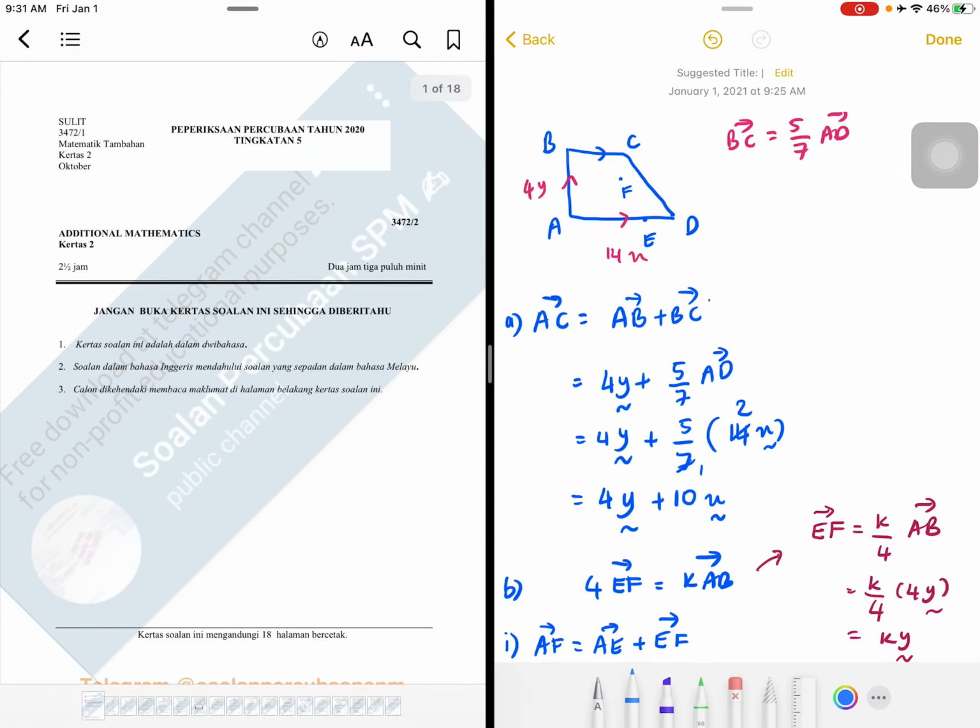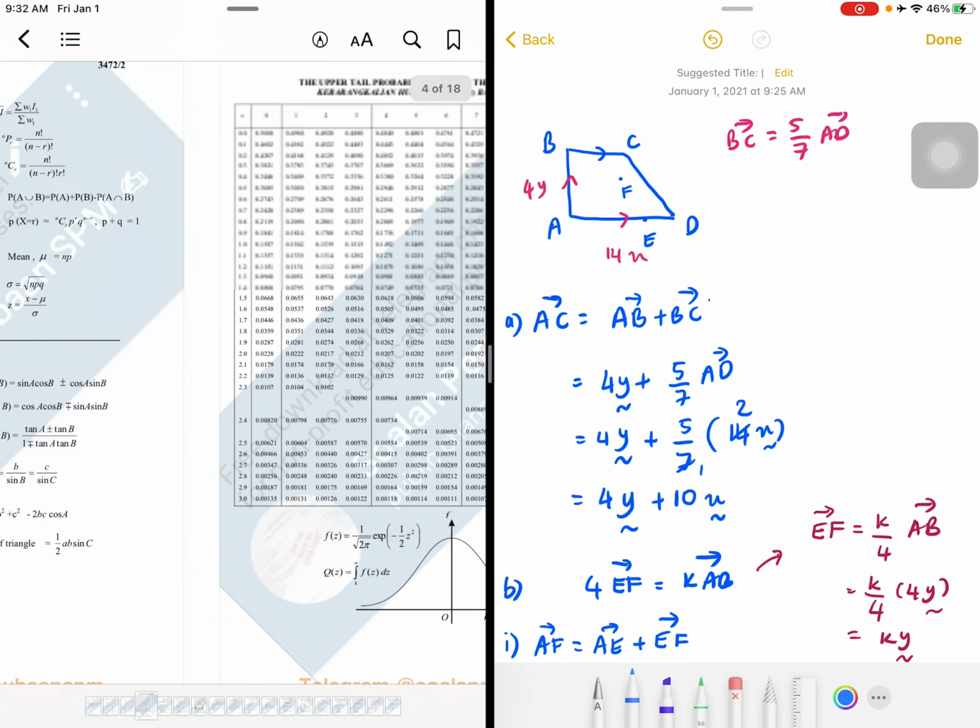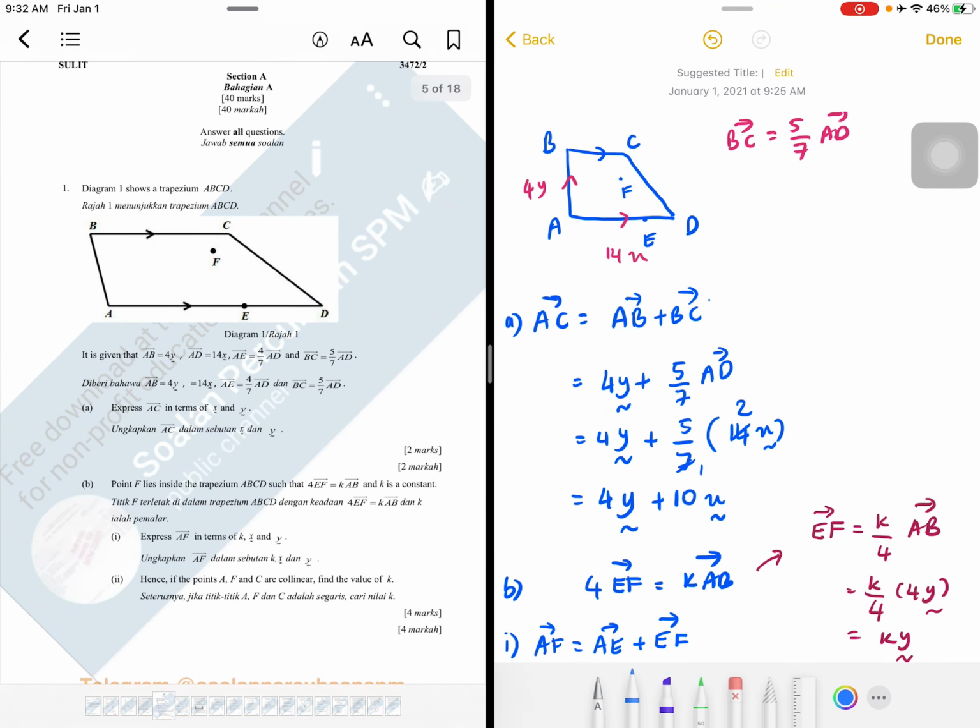So today I'm going to discuss with you the trial SPM 2020 question paper for Negeri Pahang. I'm going to do it section by section. So let's start with section A first, okay? The first question, the Pahang question, is regarding vectors. Read the question first and then we'll do the question together.